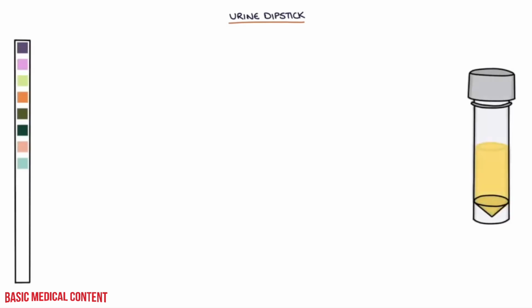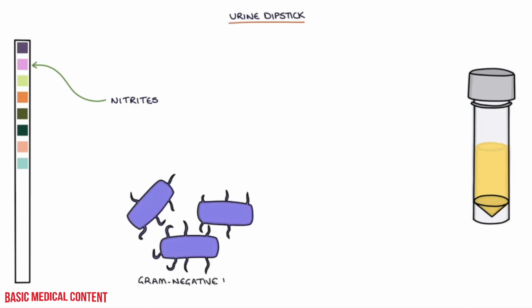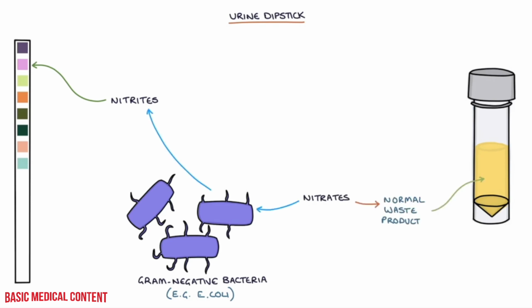Let's talk about urine dipstick testing. On a urine dipstick, you can test for nitrites. Gram-negative bacteria such as E. coli break down nitrates, which are a normal waste product in urine, into nitrites. The presence of nitrites suggests bacteria in the urine.